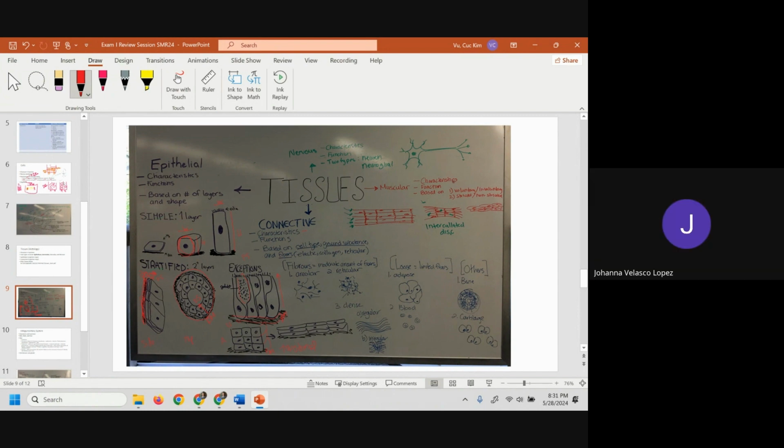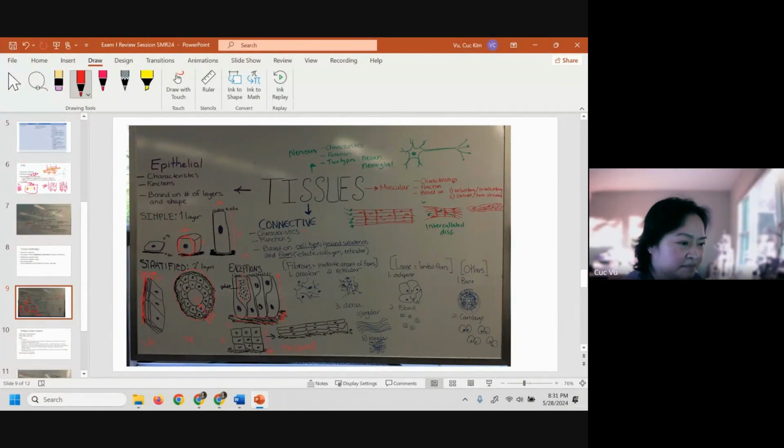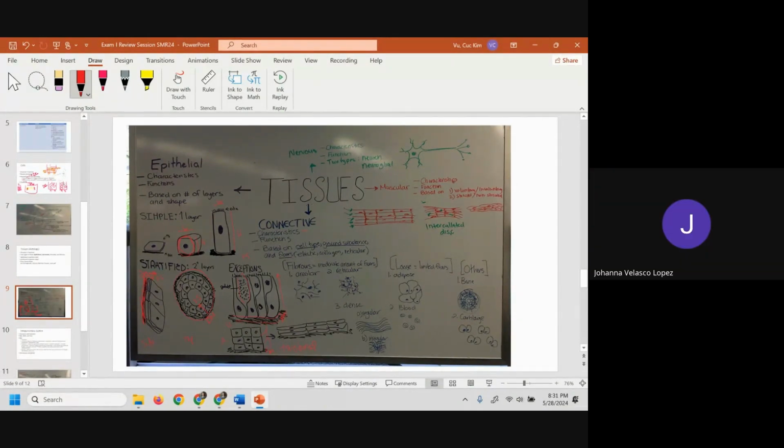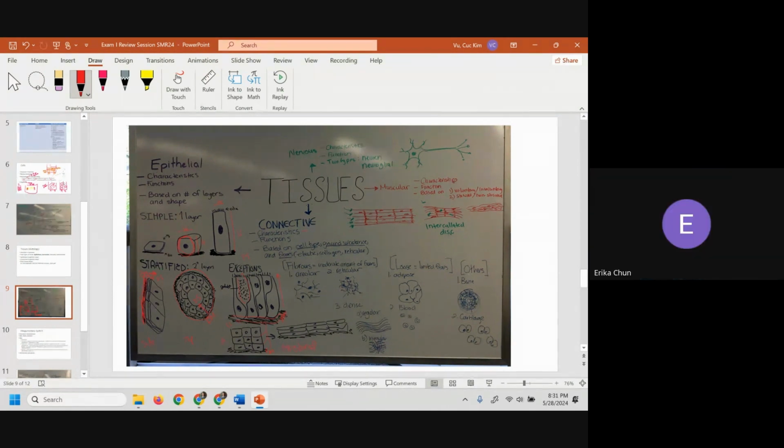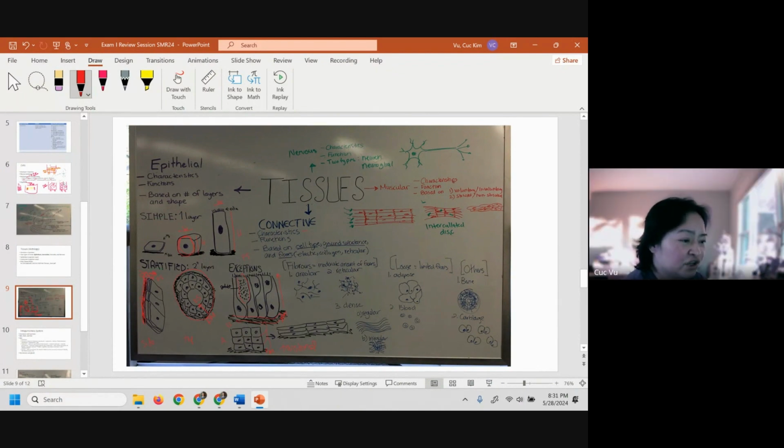It has blood. It's vascular. What else? It's widely spread. Yep. What else? Consists of mostly matrix. Yes. Okay. So the characteristics of connective tissue is that it's got cells, but oftentimes it's mostly matrix. And just to remind everyone, matrix means ground substance and fibers.